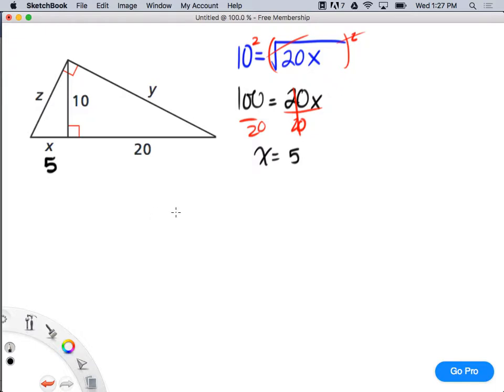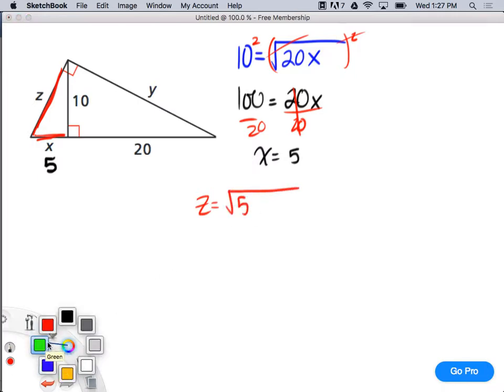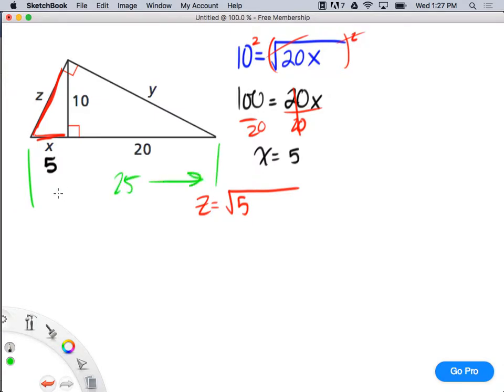All right, let's take a look. Z is the square root of... z equals the geometric mean of 5 and the whole thing. What's the whole thing? 25. Good. So it's the square root of 5 times 25, which equals the square root of 125.